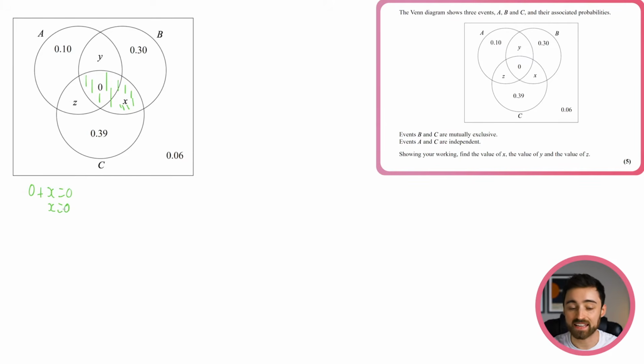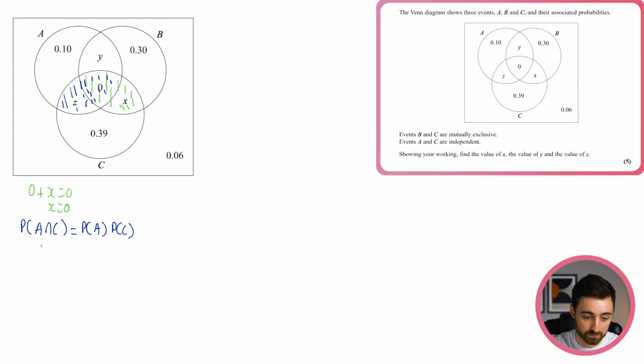Cashed it in. A and C are independent. Okay, what does that mean? That's a bit more complicated, but essentially it means the following. It means that the probability of A and C happening is the same as the probability of A multiplied by the probability of C happening. So let's work out the left-hand side. A and C is the intersection of A and C. So it's all of this stuff in blue here, where the circles overlap. And that's just going to be Z, isn't it? It's going to be Z plus 0, so it's going to be Z.